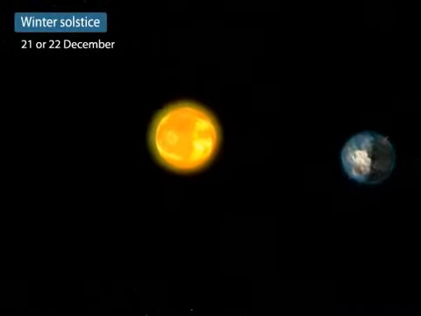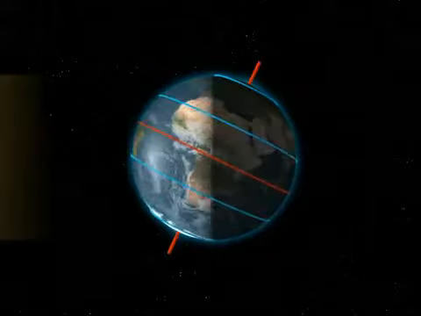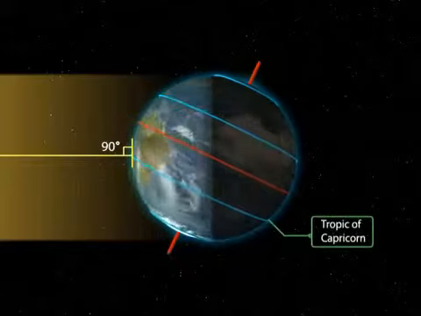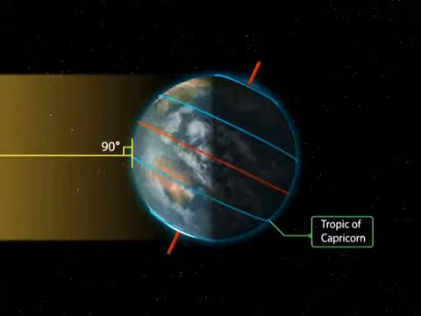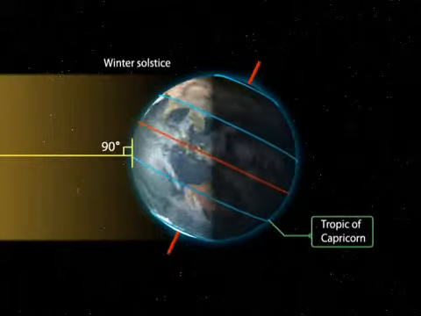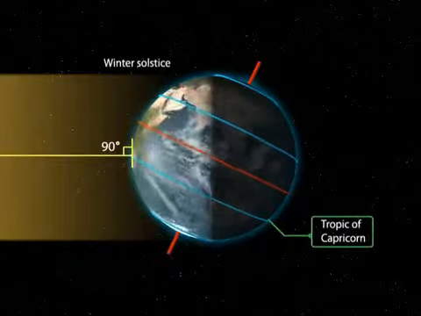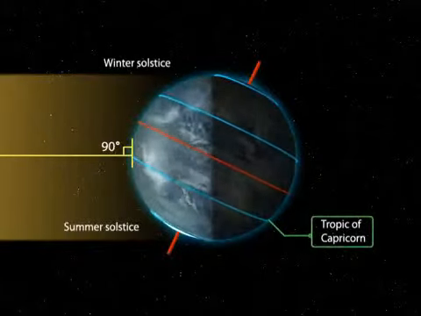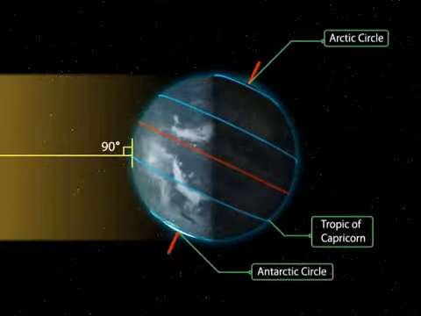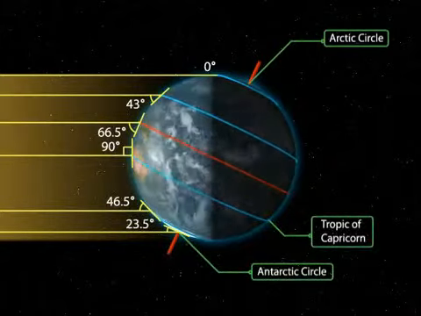Winter solstice. On the 21st or 22nd of December, the overhead sun is over the Tropic of Capricorn. It receives the largest amount of solar radiation. On this day, the northern hemisphere is in the winter solstice, while the southern hemisphere is in the summer solstice. The angle of the sun decreases towards the poles.